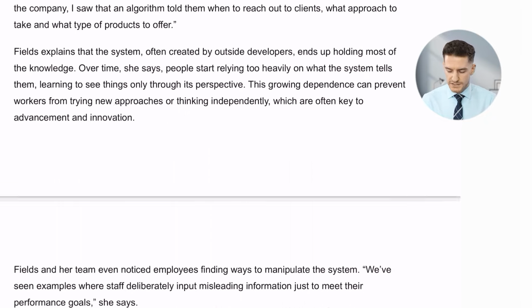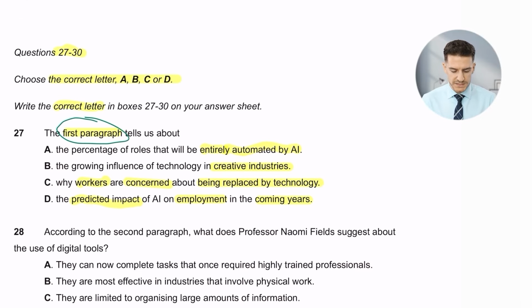So let's go back down to the options and we'll choose the best one. So let's start with number 1. The percentage of roles that will be entirely, that's the key, or that's our keyword there, entirely automated by AI. It does talk about some percentages, but it doesn't say entirely automated by AI. So we can remove A.